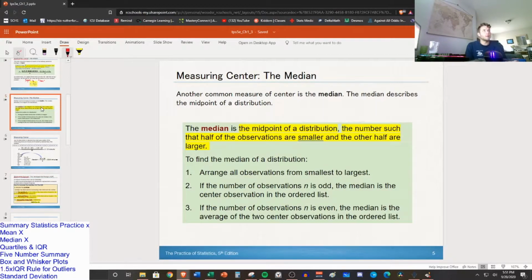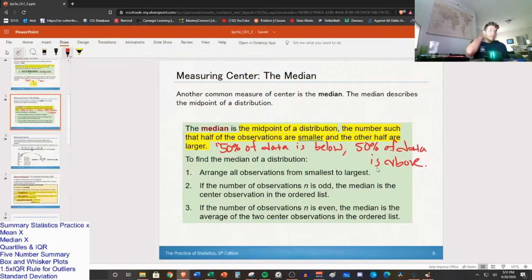I'm sorry I'm jumping all over the place. I needed to write this because this is going to help us so much with these quartiles. The median, we're going to describe it this way: 50% of the data is below, and 50% of the data is above.